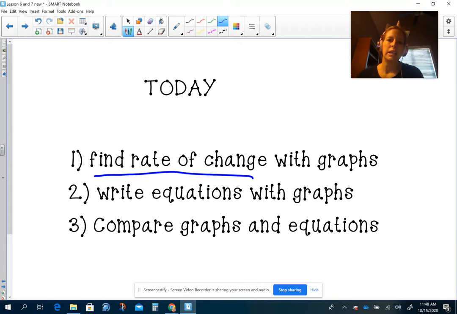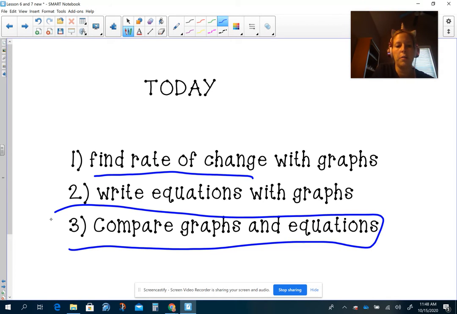Even though these words you'll see in lesson 9, I want you to be familiar with them and to let you know that these words come into play through the entire unit 2. We're going to write equations with graphs, and by the end of this video, I want us to be able to compare graphs and equations.